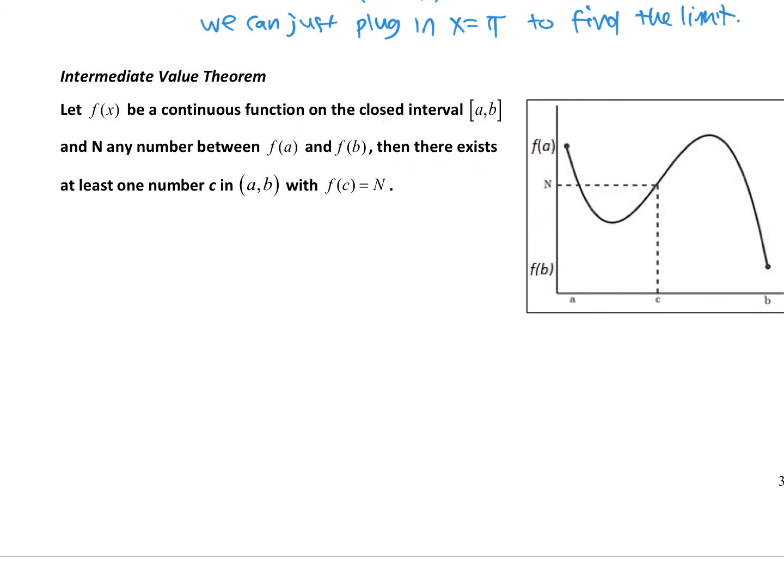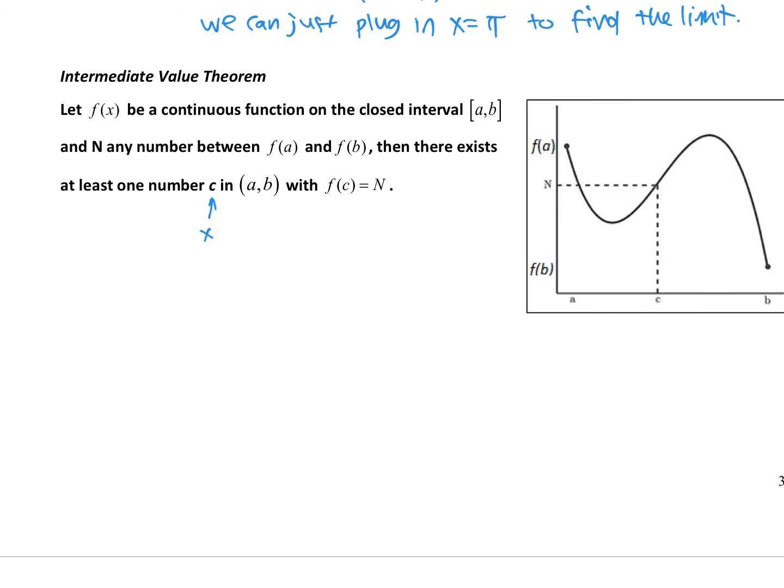Then there exists a number, at least one number, c, in [a, b]. So c has to be between a and b, somewhere here. So c is the x value, right? So I'm going to label this as x value, such that, so what is special about this c? f of c is equal to n. So whatever n value you chose, I can find the c such that f of c is that n, right?